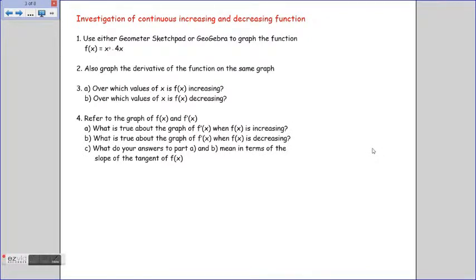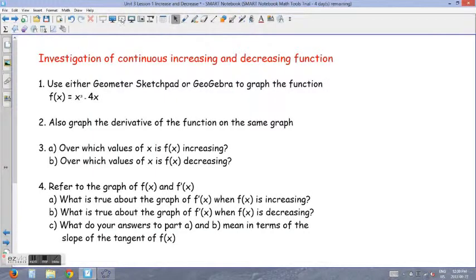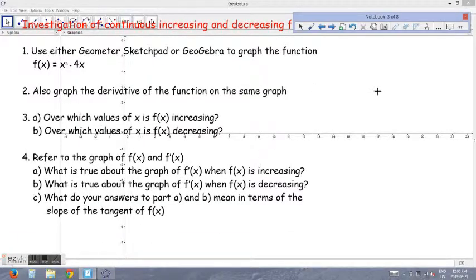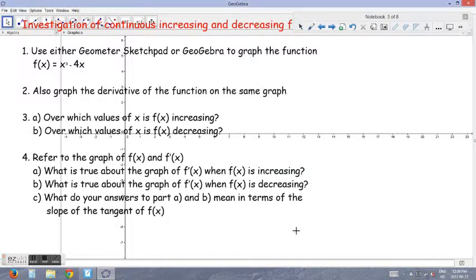We are going to investigate continuous increasing and decreasing functions. We're going to use Geometry Sketchpad or GeoGebra to graph the function f of x is equal to x cubed minus 4x. And in this case, we are going to use GeoGebra. GeoGebra is a free software that you can use or even download online, and I have included a link for that if you'd like. It's just great for taking a look at the shape of the function.